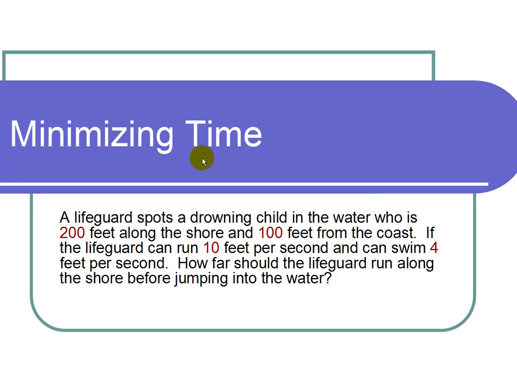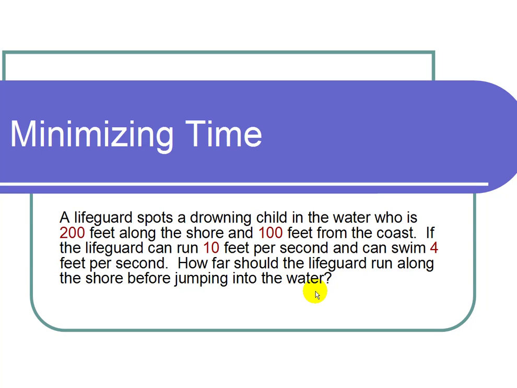The question states, a lifeguard spots a drowning child in the water who is 200 feet along the shore and 100 feet from the coast. If the lifeguard can run 10 feet per second and can swim 4 feet per second, how far should the lifeguard run along the shore before jumping into the water?